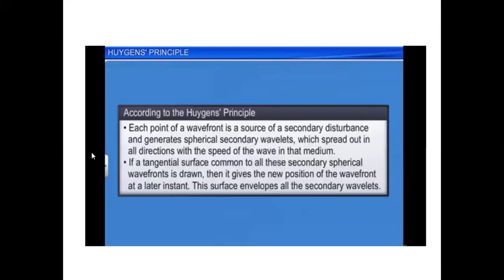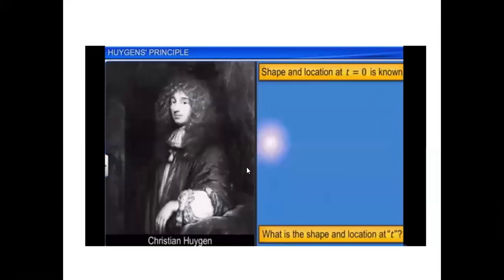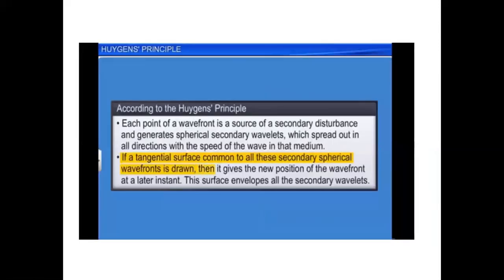So he says each point of a wavefront is a source of secondary disturbance. Suppose you get a sphere or a cylinder. Each point on the surface of the cylinder or sphere is a source of secondary waves. It gives secondary waves. And if you draw a tangent to the surface of all these secondary spheres or secondary waves, then it gives the position of the new wavefront. So if you envelop all these secondary waves, you will get a new wavefront. So how do you draw this? That can be drawn like this.